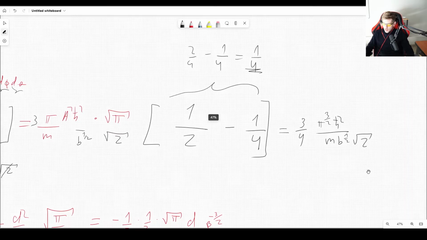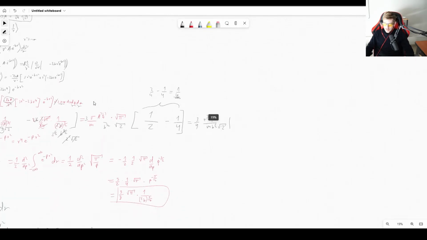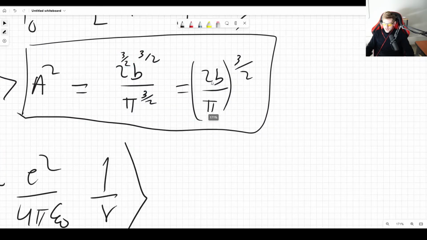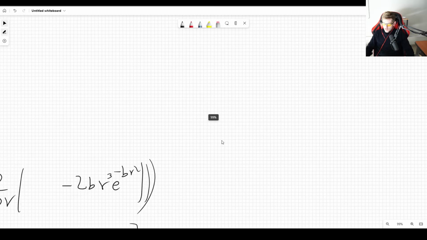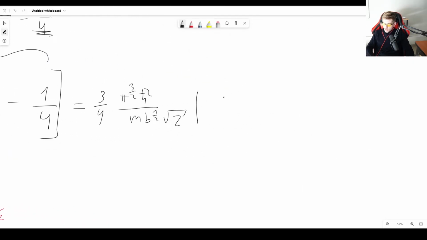And now we plug in the value of a squared, of course, which is this thing right here, which is 2b over pi to the 3 halves. So it is 2b over pi to the 3 halves. All right.